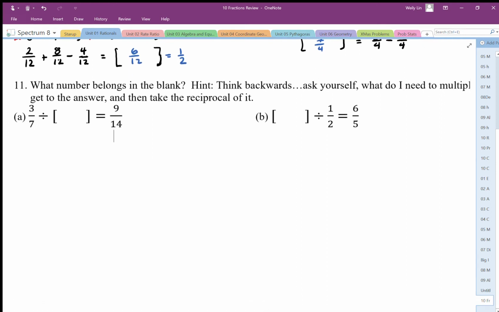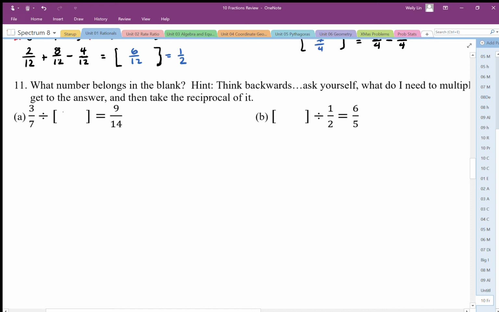These ones here, these are times and divide. So this one's really quite difficult to think about because I have this 7 over 3 and I'm going to divide by some unknown number which I'm trying to figure out, and I end up with 9 over 14. So there's lots of ways we can do this.